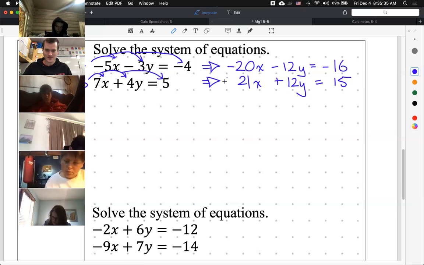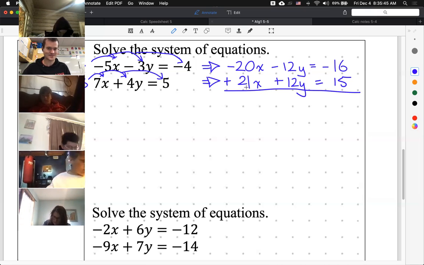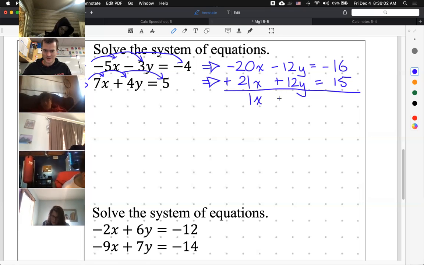Okay, so we're gonna add, y Carlos, necesitamos tu ayuda. Menos 20x más 21x es 21 menos 20, es 1. 1x, y no tenemos este variable. Ah, está aquí.